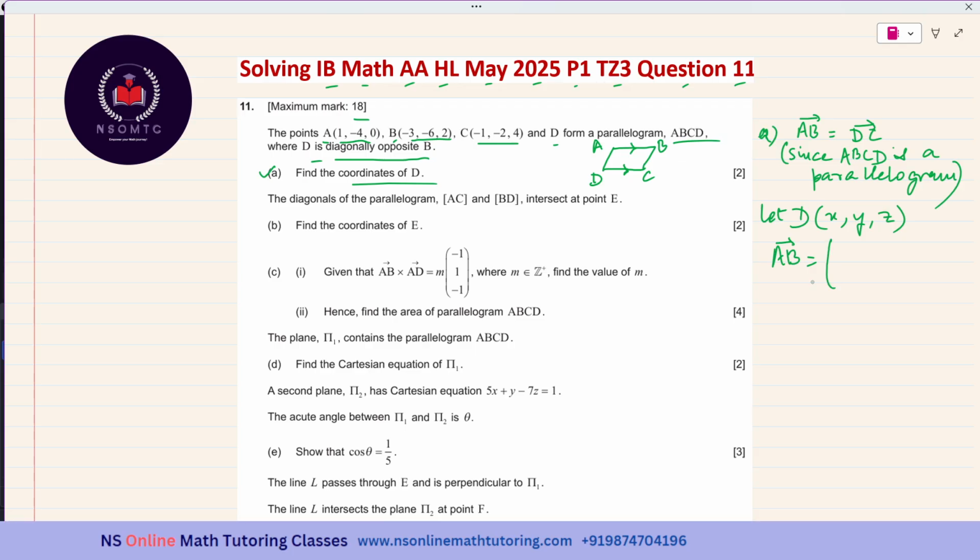So AB vector is what? B minus A: -3 minus 1, -6 minus -4, and finally 2 minus 0. Therefore AB is equal to -4, -6 plus 4 is -2, and 2.